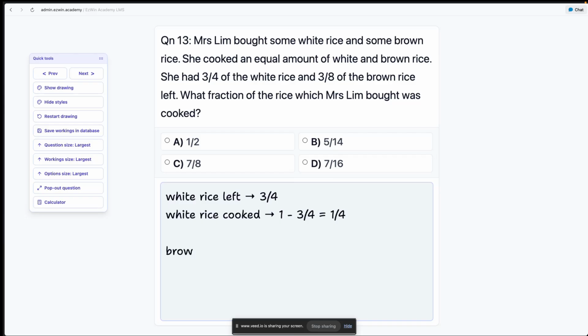Then for the brown rice, I like brown rice. Actually, not brown, but red, even more chewy.